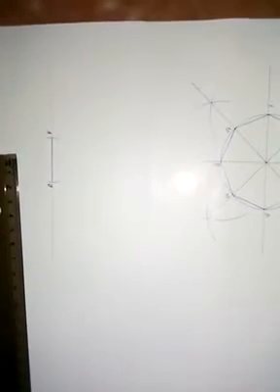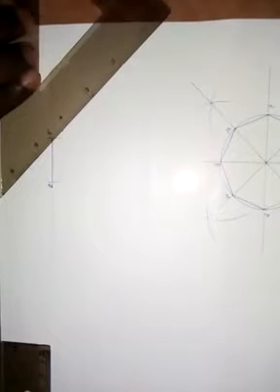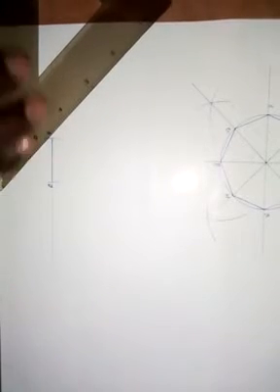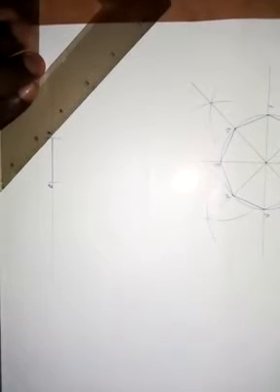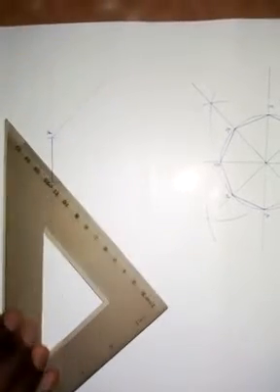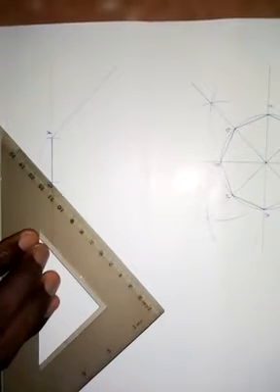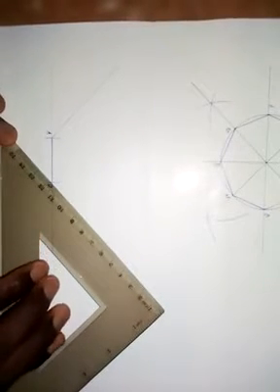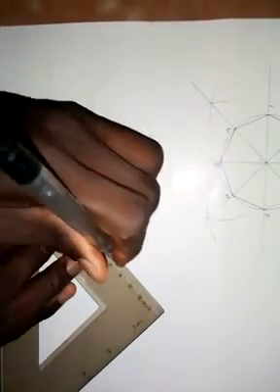The next thing I'm going to do is take my 45-degree set square and set it at point A, supporting it with my T-square. I will draw a line going to this side, and then I will bring that same 45 to point B, and I will draw a straight line like this.